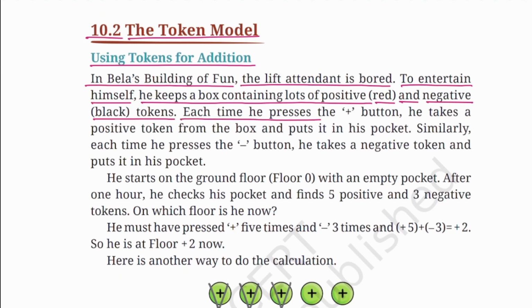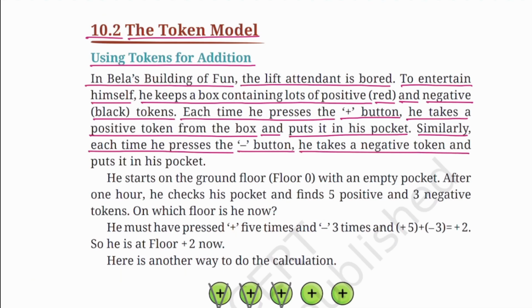Each time he presses the positive button, he takes a positive token from the box and puts it in his pocket. Similarly, each time he presses the negative button, he takes a negative token and puts it in his pocket. He starts on the ground floor, floor 0, with an empty pocket. After an hour, he checks his pocket and finds 5 positive and 3 negative tokens.